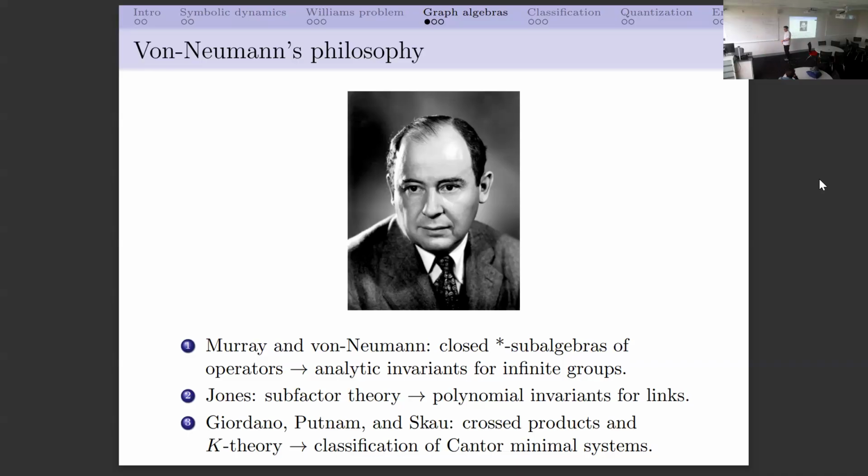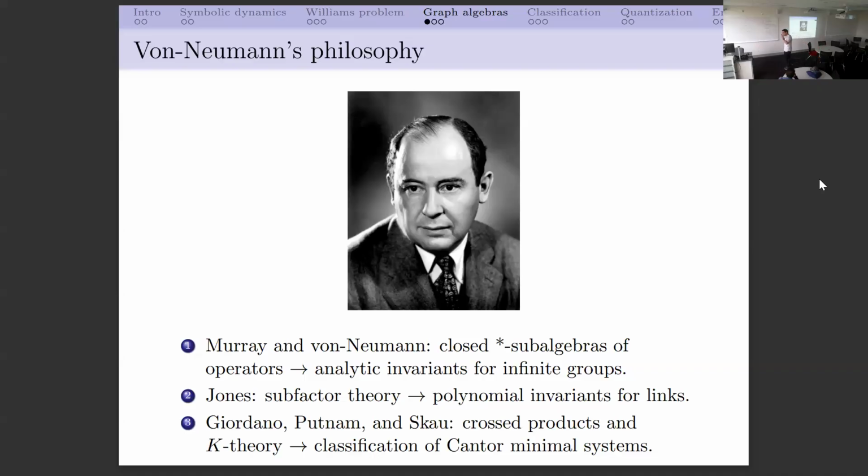Nowadays, everything has been stripped, right? The Jones polynomials, you can forget about von Neumann algebras. The Giordano, Putnam, and Skau result, now there's a direct proof. And so you may ask, why do I need the operator algebras? And so I answer, how would you have discovered the invariant? How could you see in the dark where you don't have anything you can lean on?